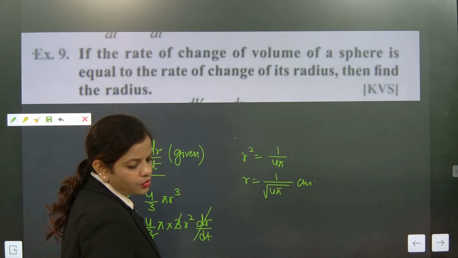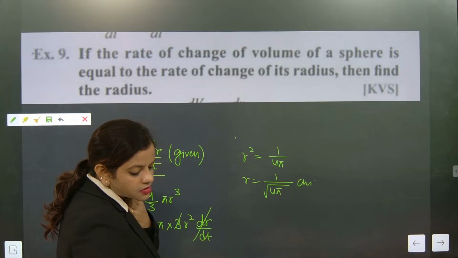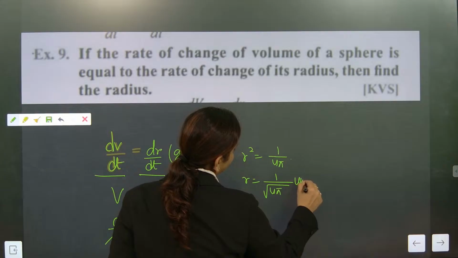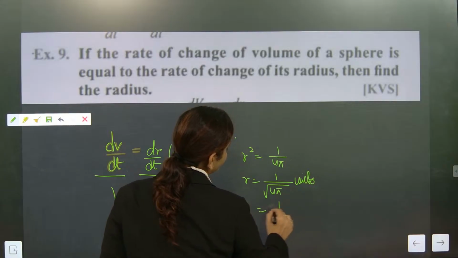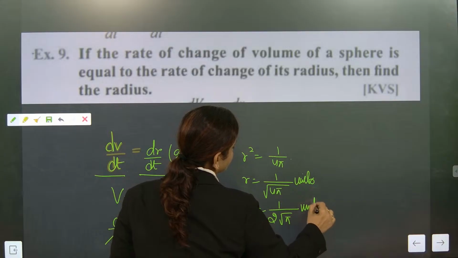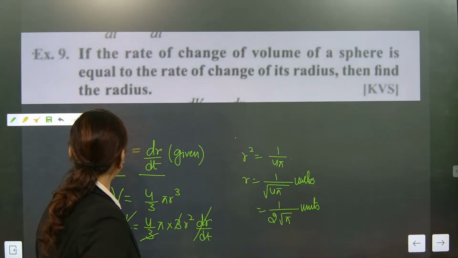Yes, 1 by 2 root pi, absolutely correct. Units: here centimeter is not given, so we will write units only. So it will become 1 by 2 root pi units. Understood? 1 by 2 root pi units is the correct answer. Come on, go for the next question.